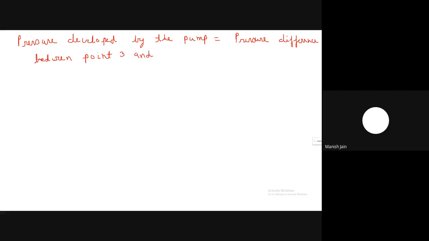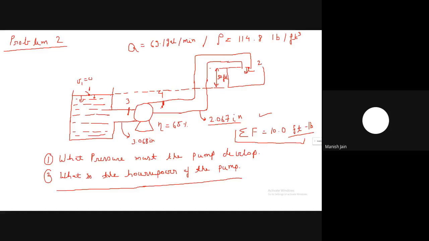So the pressure developed by the pump should be equal to the pressure difference between point 3 and point 4. Okay, so you have to basically use the Bernoulli equation between point 3 and point 4. The elevation is the same at both points, so the elevation term will be 0. Z3 minus Z4 equals 0.